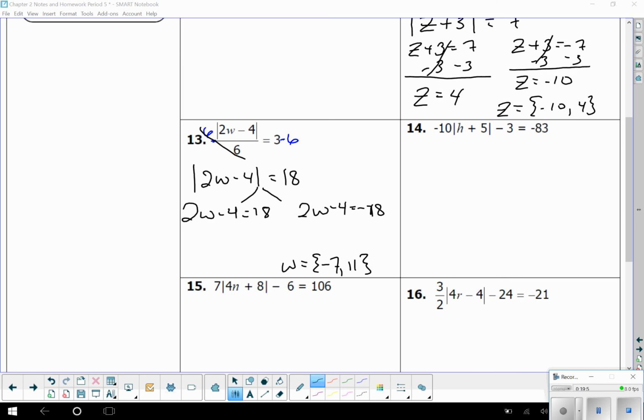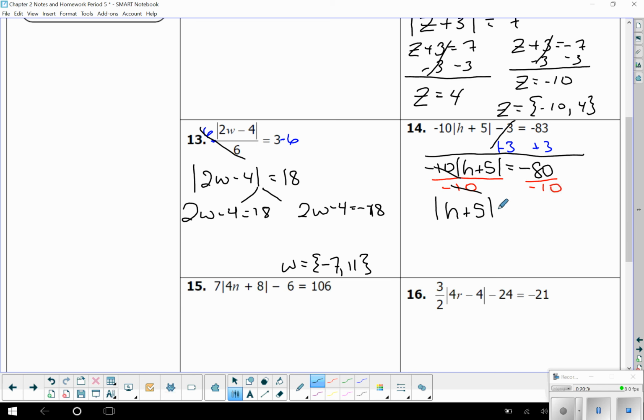All right, for number 10, you have to add your 3 first. You get negative 10 times the absolute value of h plus 5, and then plus different signs, you're going to subtract them, and because this is bigger, you're going to get 80. Now the negative 10 is being multiplied, so we need to divide by negative 10. We get the absolute value of h plus 5 equals 8.